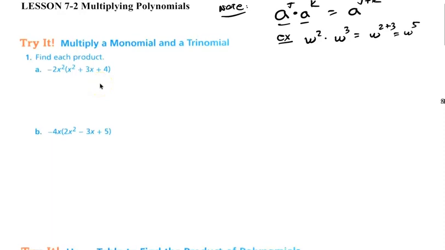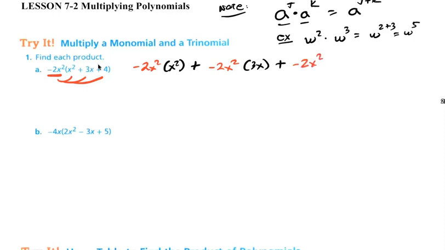I'm going to show you two ways to do this. The first way is this: we're going to distribute. We're going to distribute this number into all of these. What that means is we take this number here and multiply it by every single one of those. So it looks kind of like this. Negative 2x squared times x squared, plus negative 2x squared times 3x, plus negative 2x squared times 4. Right, that's called distribution. You're taking the number on the outside and distributing it to all of them in there. And then once we do that, we just simplify all these.